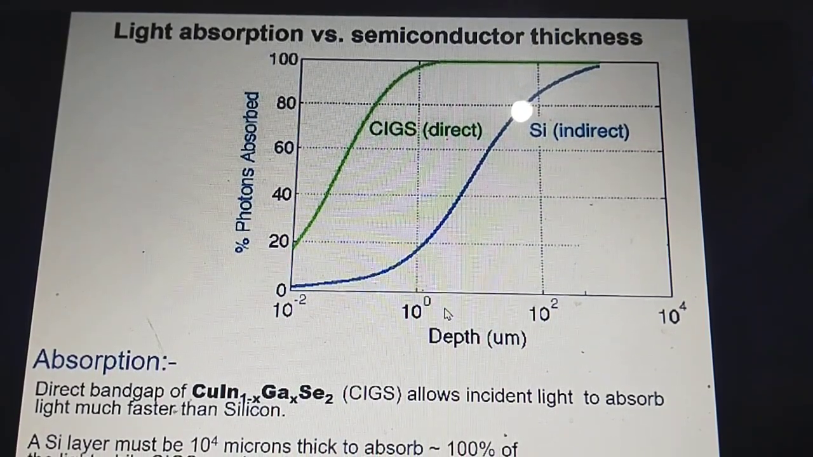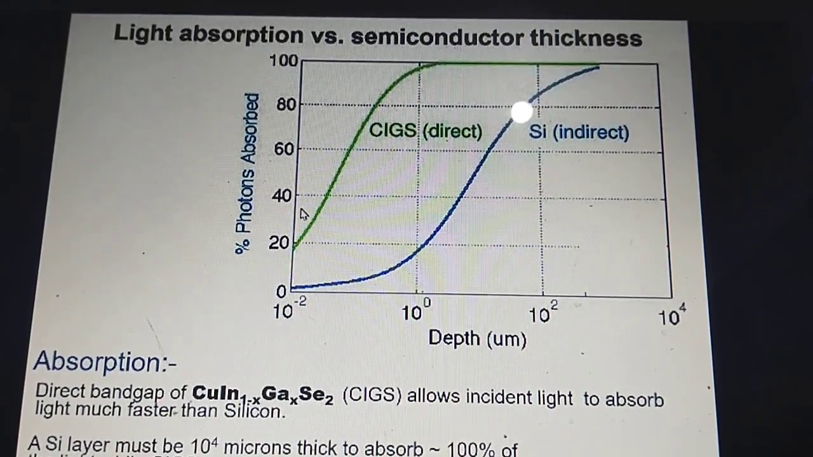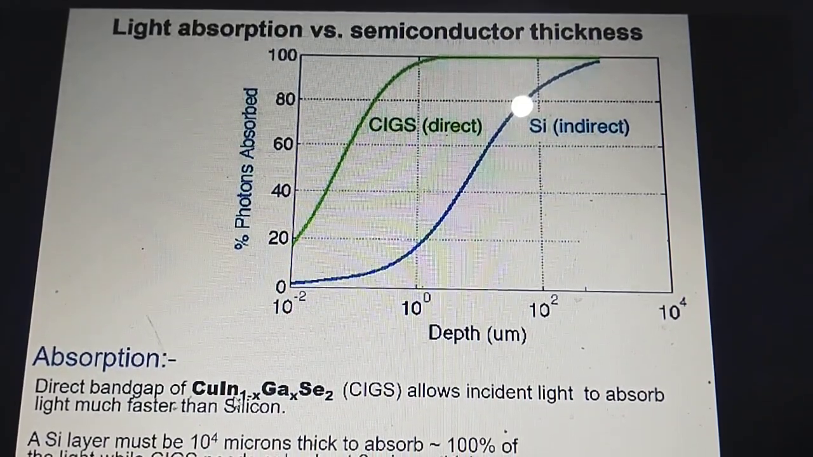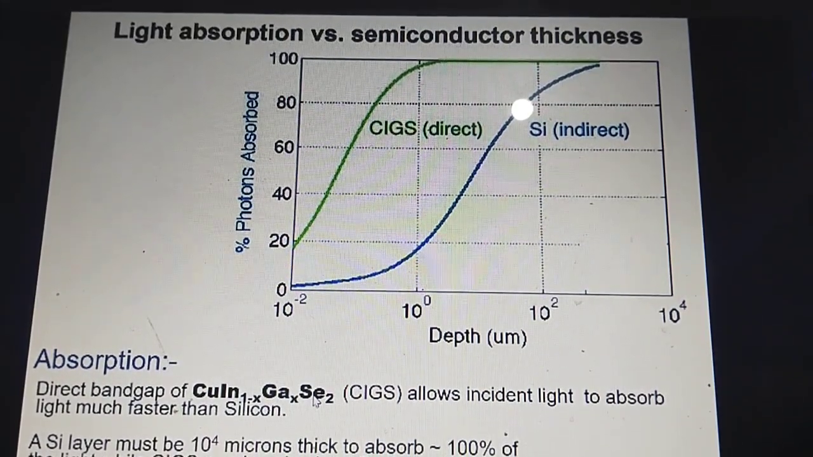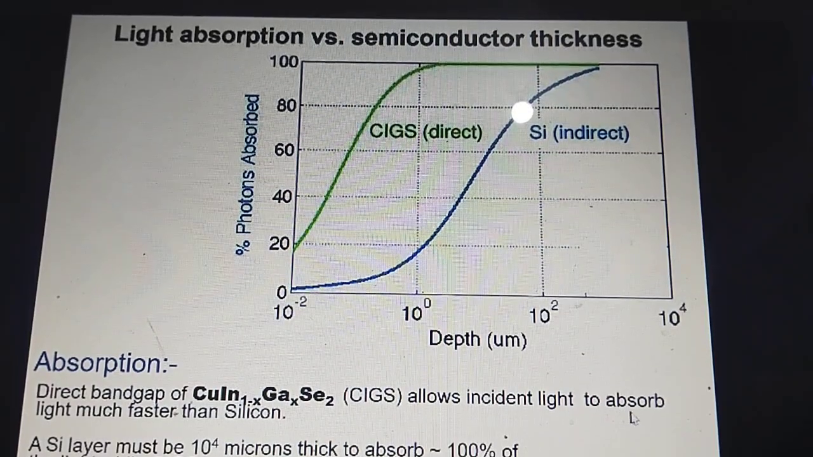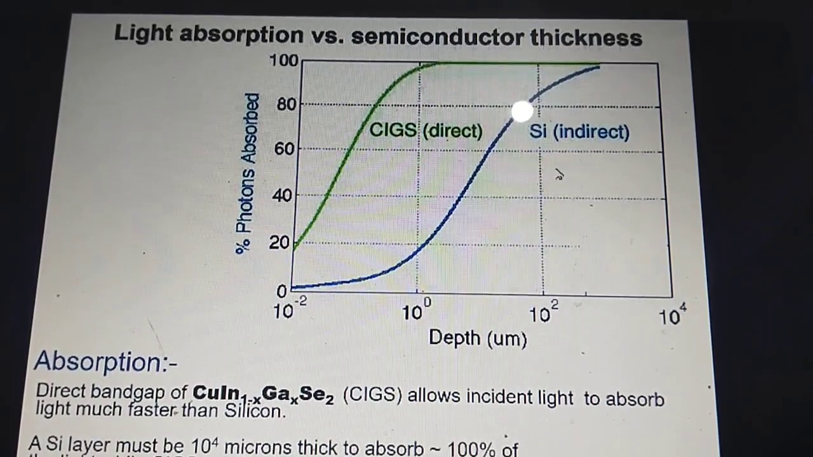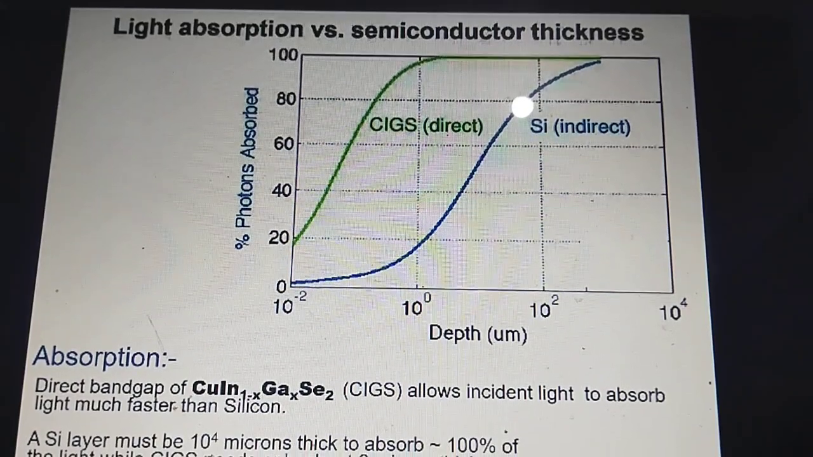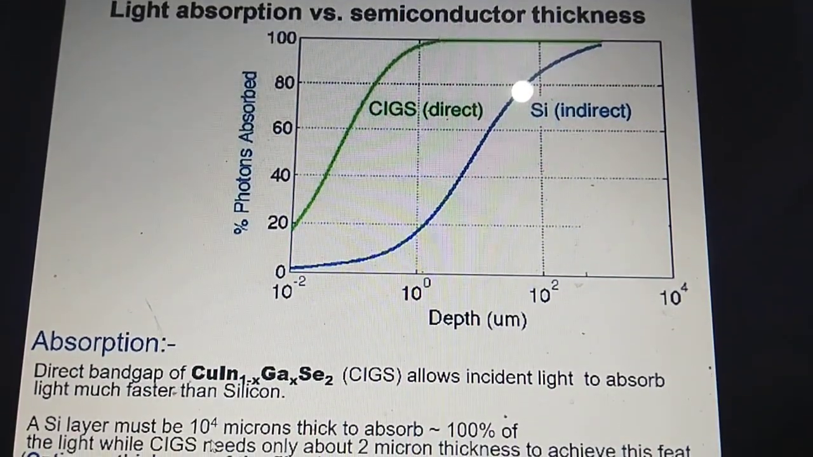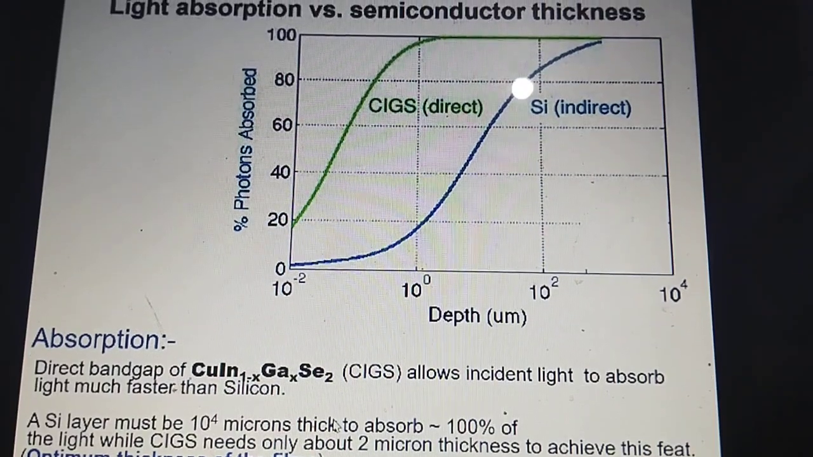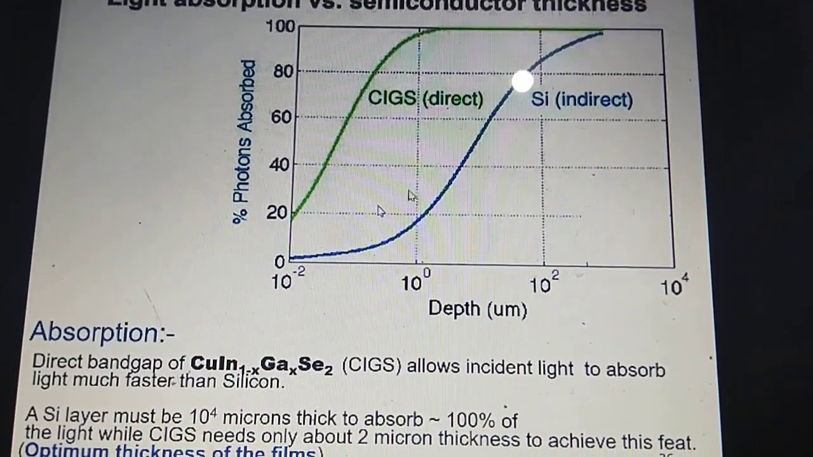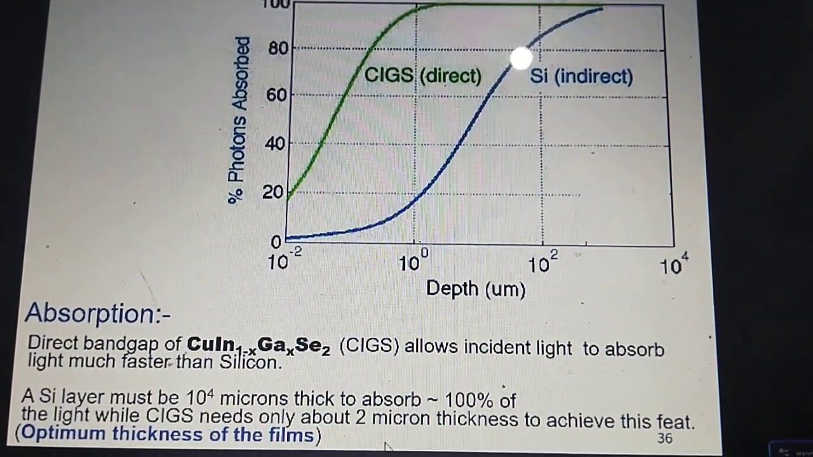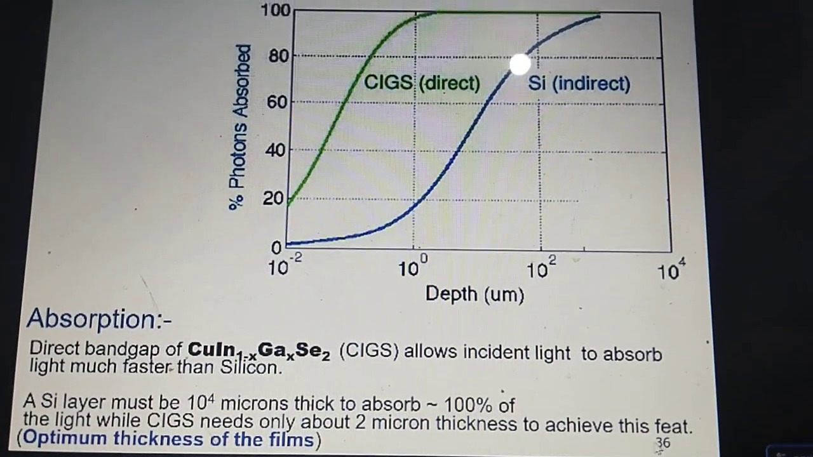Okay. So if we see here, the direct band gap of copper indium gallium diselenide allows incident light to be absorbed much faster than in silicon. See that a silicon layer must be 10 raised to power 4 micrometer, meaning 10 millimeter thick, to absorb 100% of light. On the other hand, copper indium gallium selenide needs only 2 micrometer thickness to achieve this.